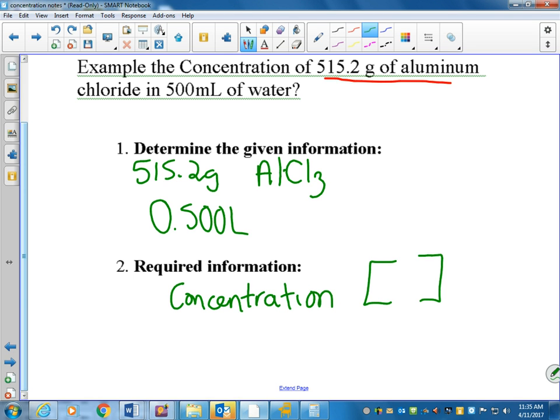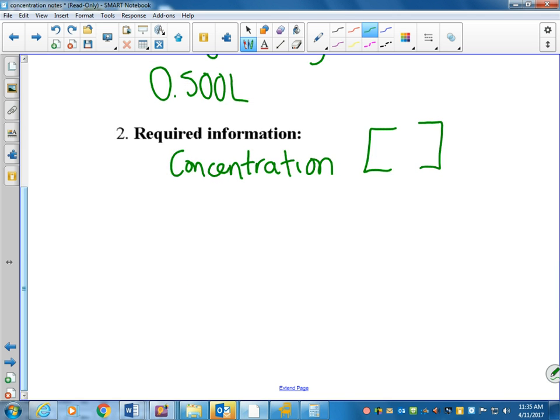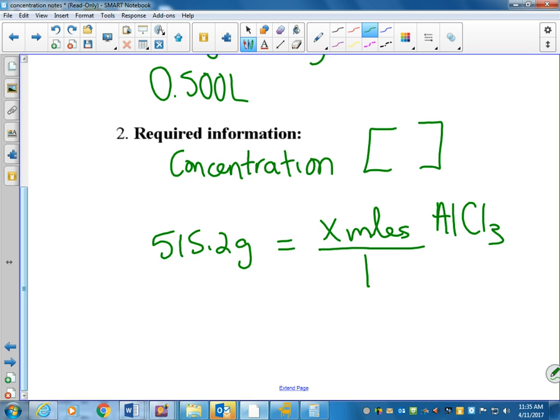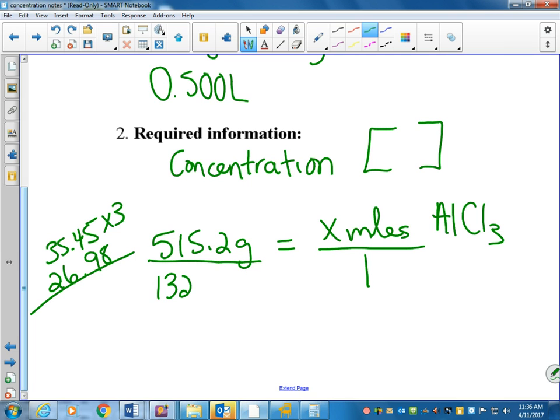So what's the first thing we have to do to calculate the concentration? Figure out how many moles of aluminum chloride we actually have. I know I have 515.2 grams, and I need to know x moles of aluminum chloride. The special number for moles is 1. The special number for mass: what is the mass of aluminum? It's 26.98, and chlorine is 35.45. I do the math, and I get 133.33.